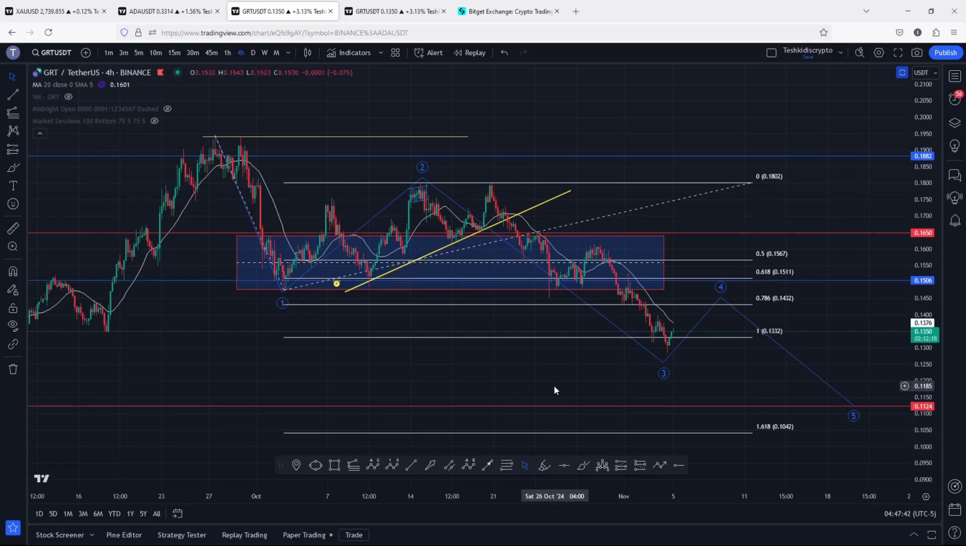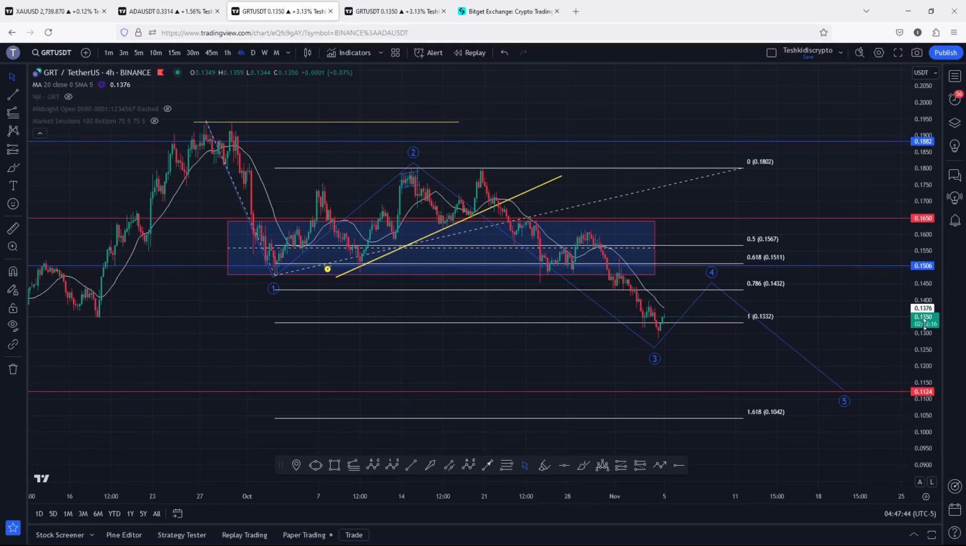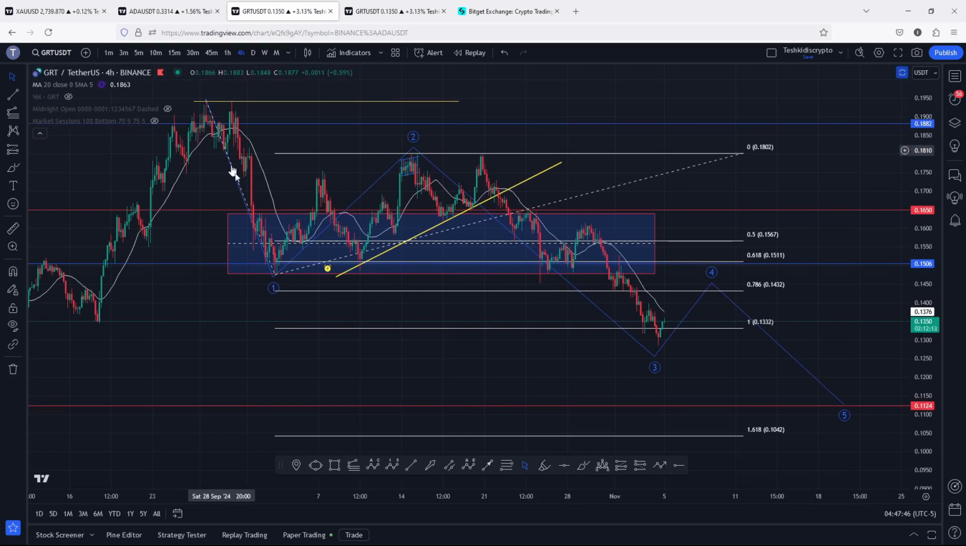GRT at the time of this recording is seeing a bit of a short-term bounce after a massive breakdown move, which has continued to obey the Elliott wave structures, where I now believe that we have seen a low in the formation of this wave 3, and whatever is playing out at the moment is a bit of a short-term bounce to the upside in an Elliott wave count 4.